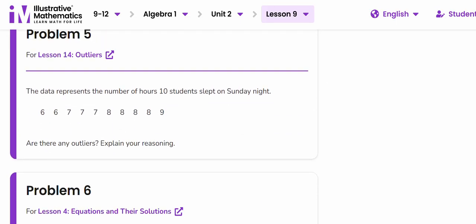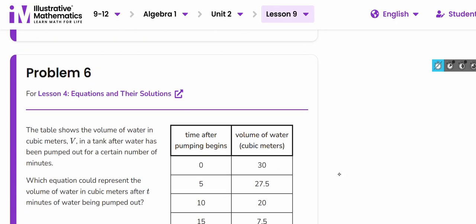Problem number 5. The data represents the number of hours 10 students sleep on a Sunday night. Are there any outliers? Explain your reasoning. This right here, I recommend you to go back to the statistics lesson on outliers, and we're not going to do it right now. That is lesson 14, unit 1, which I already have the video posted. So I'm going to send you back there if you need this one.